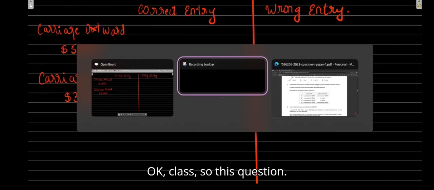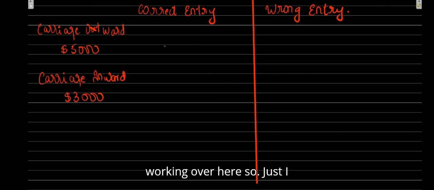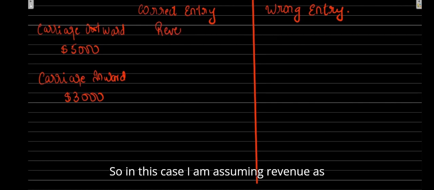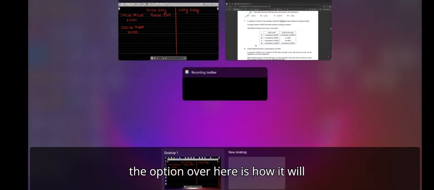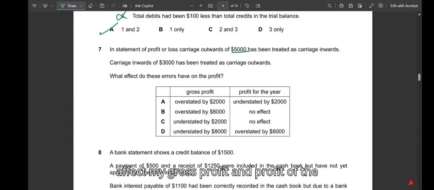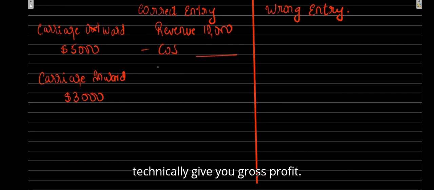Okay, class. This question is a very easy question. You just require some calculation. I always suggest that you do this question with the help of some small calculation. So the actual carriage outward was 5000, which you took as inward, and carriage inward was 3000, which has been treated as outward. So let's understand through this small calculation. If you can see my working over here, I'm assuming revenue as, suppose, 10,000. So in order to get the option, how will it affect my gross profit and profit of the year? Revenue minus cost of sales will technically give you gross profit.